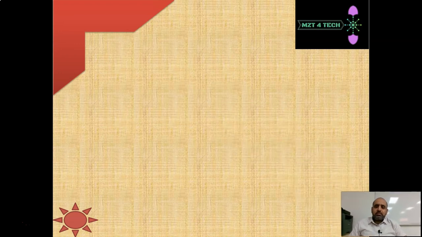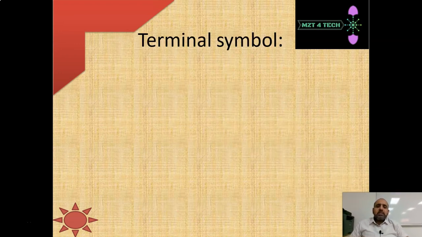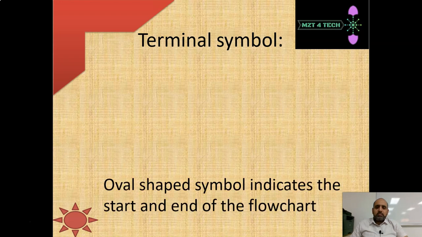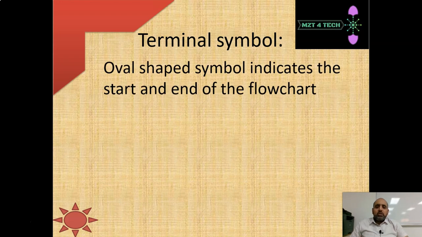So let's do that. The first symbol is basically a terminal symbol. It will be used at the start of the flowchart and it will be used at the end of the flowchart also. It has the same shape. If this is used in the beginning of the flowchart, it will be called the start, and if the same symbol is used at the end of the flowchart, it will be called the end of the flowchart. So this is basically an oval shaped symbol that indicates the start and the end of the flowchart.